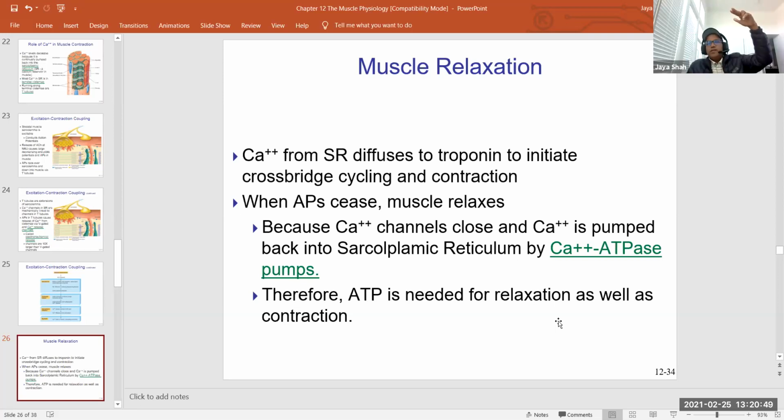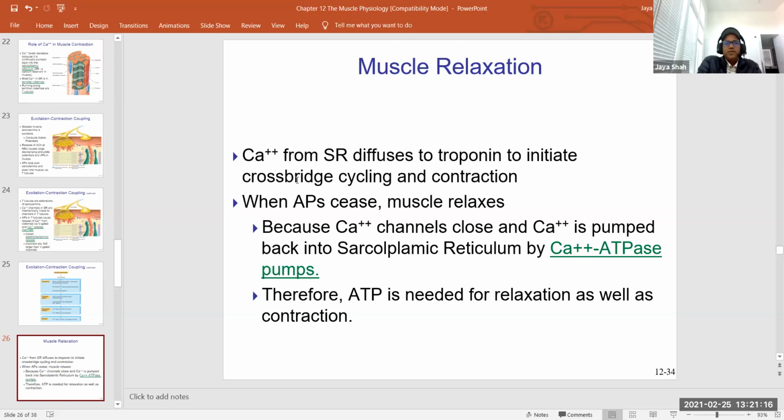Where do you need another ATP for muscle relaxation? After the action potential, you have to put the sodium back, you need ATP. You have to put the calcium back into the cisternae, you need ATP. So every step in muscle relaxation, you need ATP. And that's why even muscle relaxation is an energy requirement. Okay.